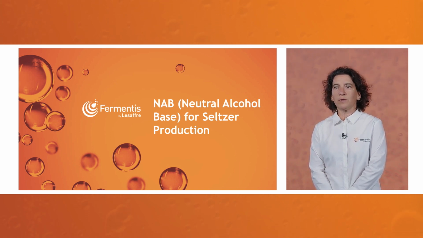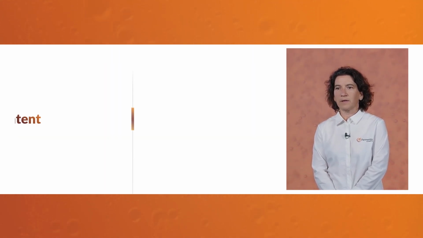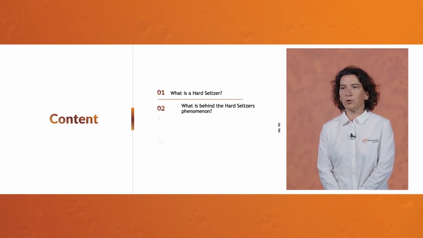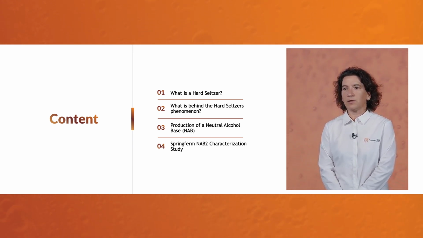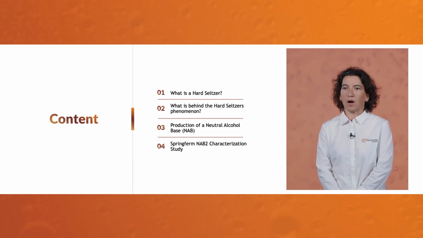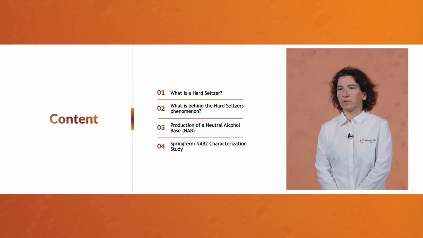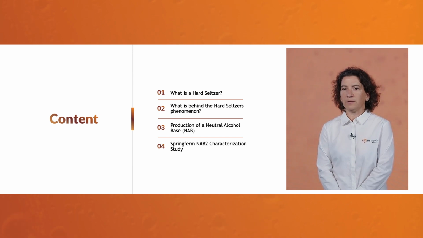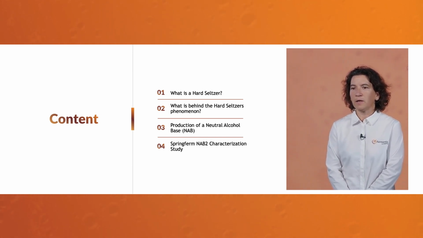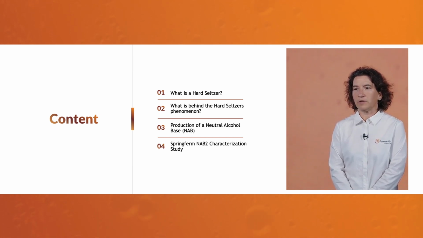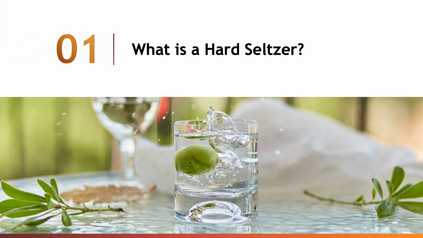This presentation will be divided in 4 parts. In the first one, I'm going to present what is a hard seltzer. In the second one, I'm going to discuss what is behind the hard seltzer phenomenon. In the third one, I will present how to produce a neutral alcohol base. And finally, in the last one, I'm going to present the results we have obtained during the study of the characterization of Spring-Ferm NAB2.